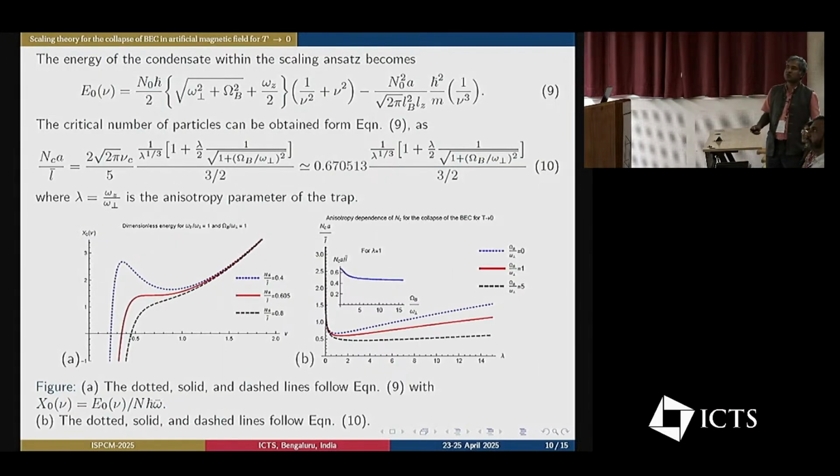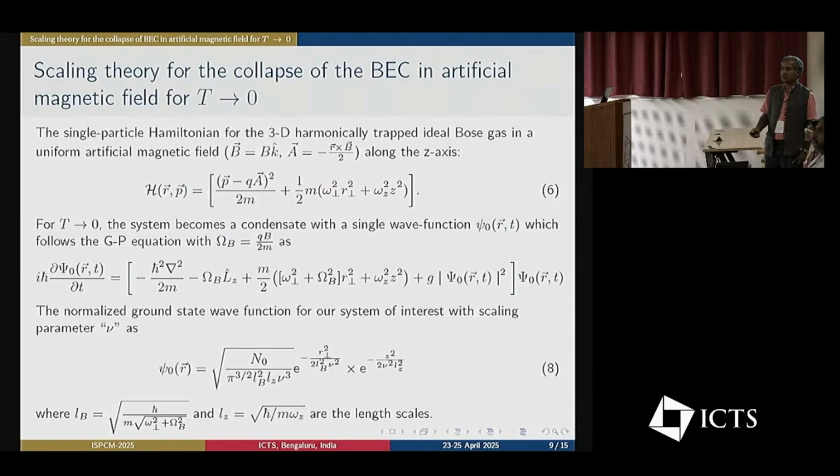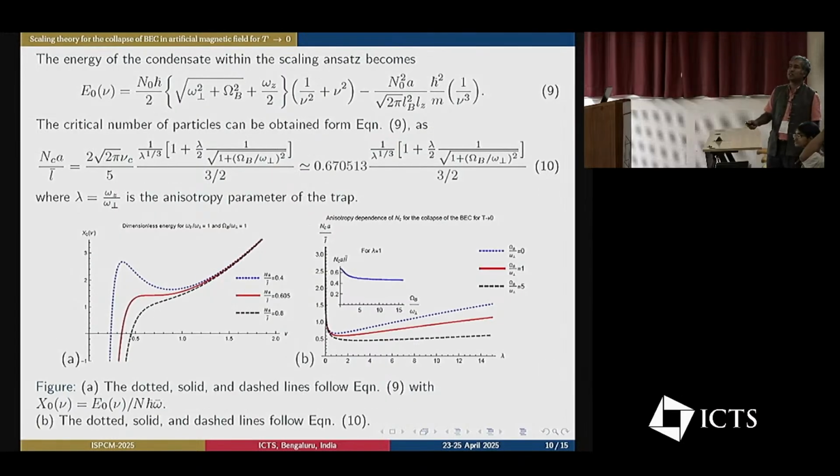Under this scaling, we get the energy of the condensate like this. So we get a similar structure of nu over here. Again, this is the energy versus nu. From here we can find out the critical number of particles as this. Here omega b is half of the cyclotron frequency, and lambda is the anisotropy parameter.